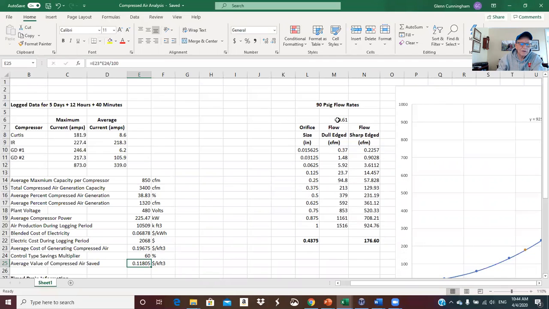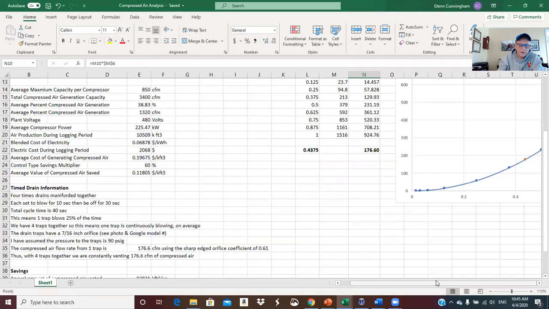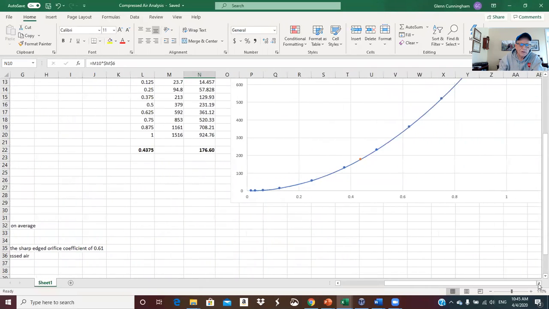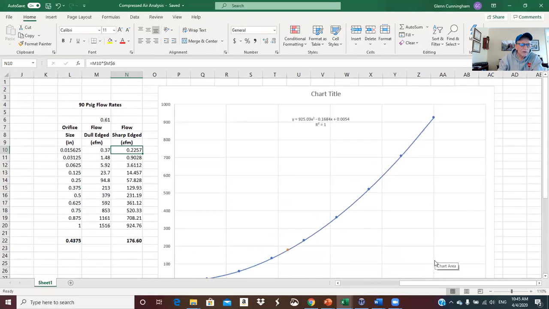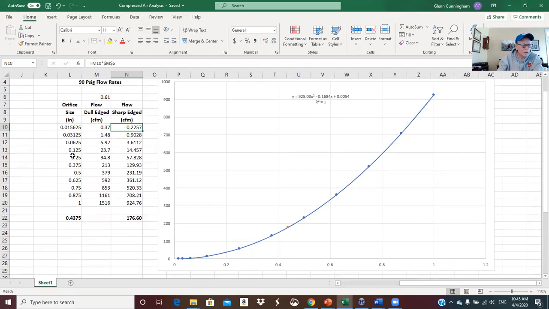directly out of the table, but if it's a sharp-edged orifice, you're supposed to take 61% of it. Again, I don't want to over project this thing, so I've taken 61% of this and put it in this column, and then I have fit this curve. Using this as the X and this as the Y, I did the curve fit. There's the equation of the curve fit, and the R squared is 1, so it's a perfect fit. And then this is 7/16, so I put it into the curve and it projects. And this is with the 61% flow coefficient.